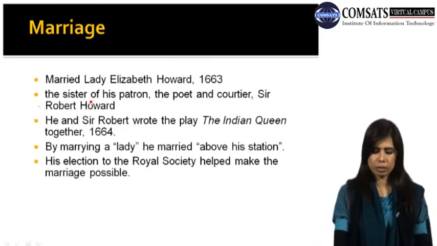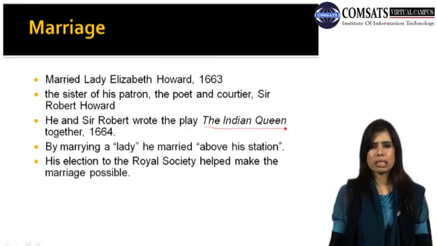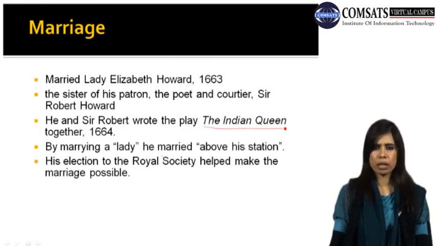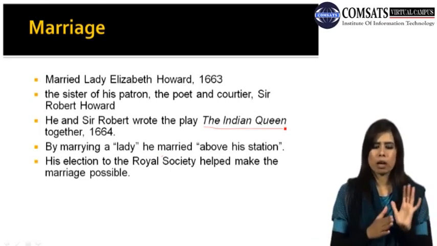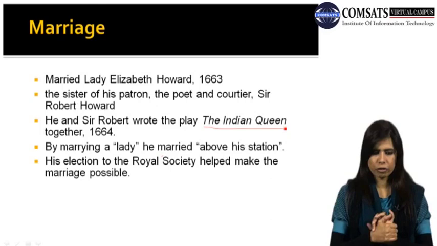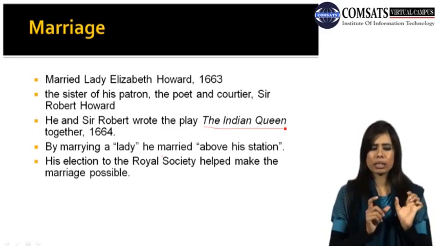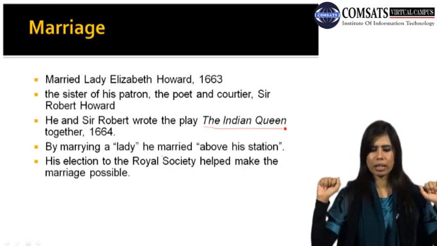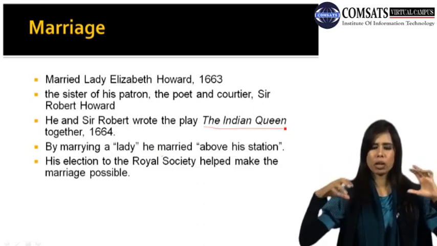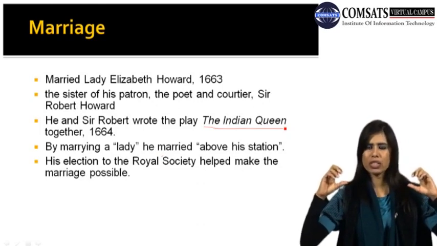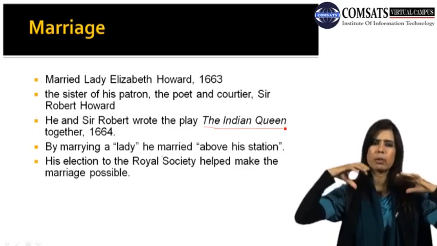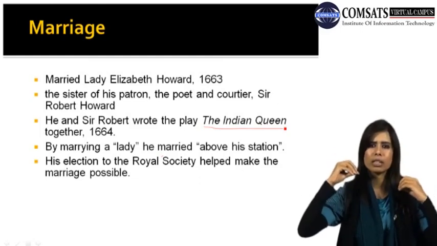So my dear students, here you can see he got married in 1663, his wife was the sister of his patron, and they both wrote a play, The Indian Queen, in 1664. By marrying a lady, he married above his station. So my dear students, when he got married to that lady, he married above his station as well. Above his station means people who belong to the higher rank or the higher class of society.